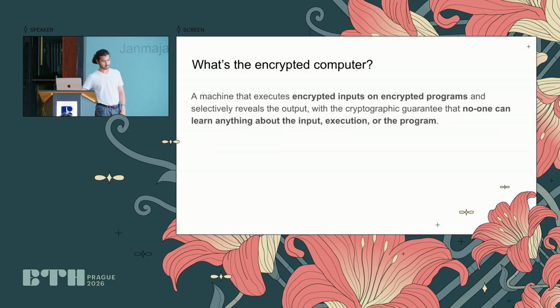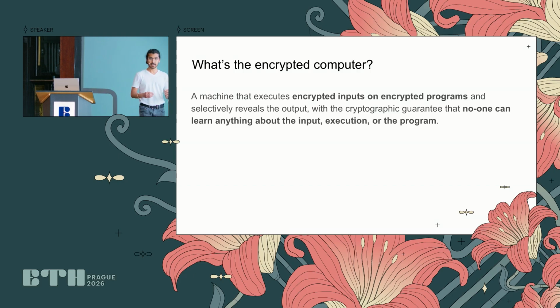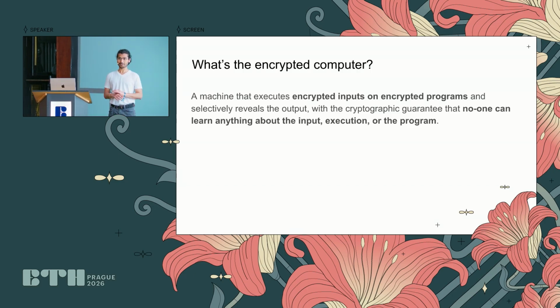First, what is the encrypted computer? You can think of the encrypted computer as a machine that executes encrypted inputs on encrypted programs, and it produces selectively either public or encrypted outputs. You can think of this as a black box machine, in which it just takes the inputs and produces the output. You cannot look inside it, and it cryptographically guarantees that no one can look inside the machine. Now, this might look like black magic, but today I'm going to describe a couple of methods on how to achieve that and make it clear that it's not black magic.